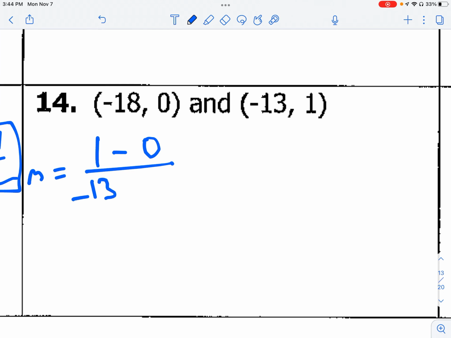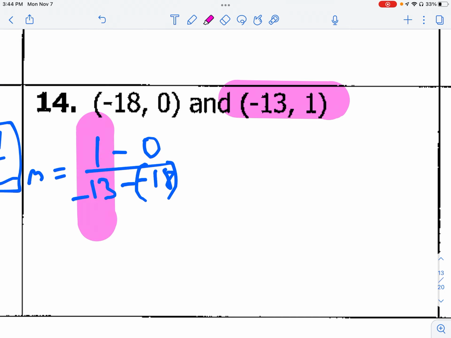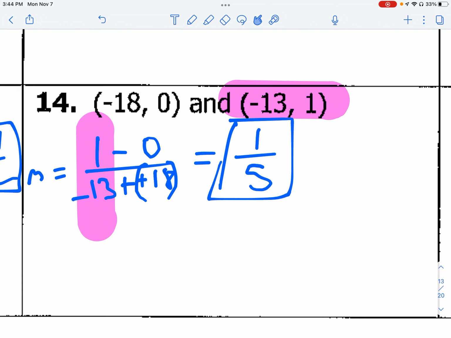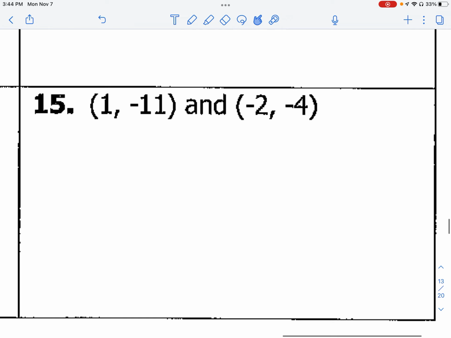Couple more examples. All right, so let's double check. Negative 13 and 1, negative 13 and 1. So we got 1 over 5. That does not reduce, so we are done.